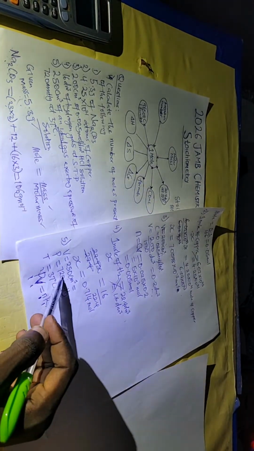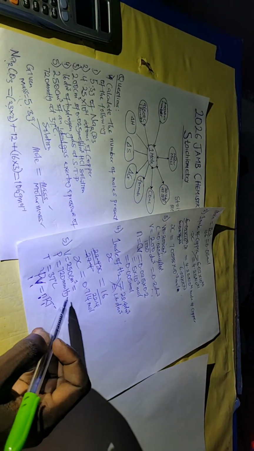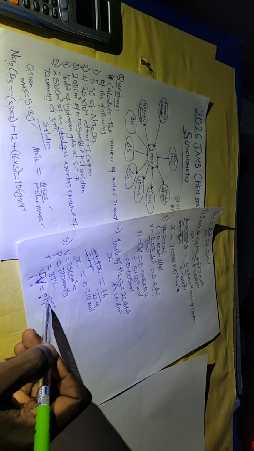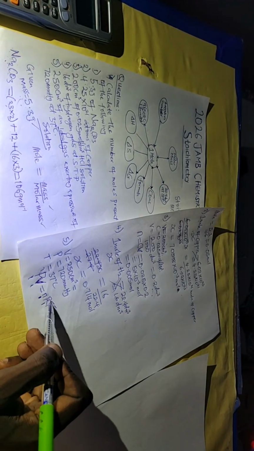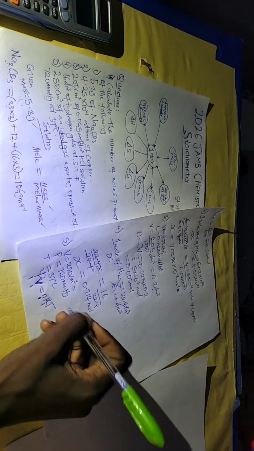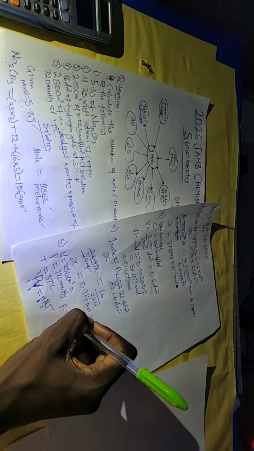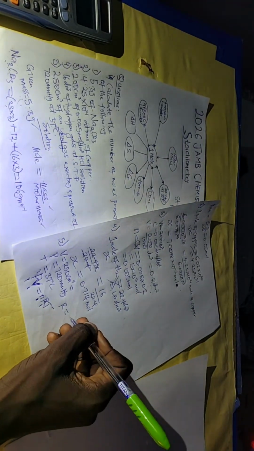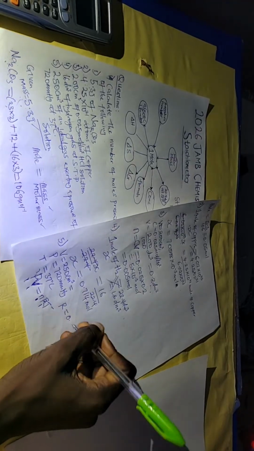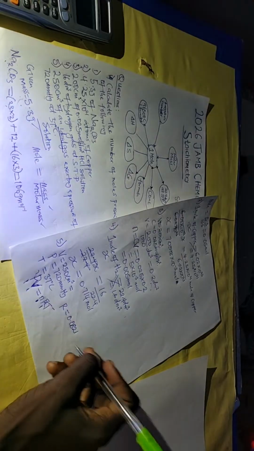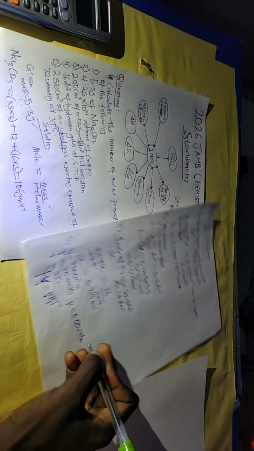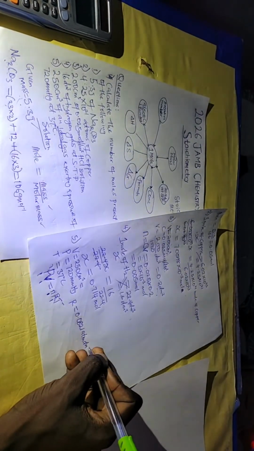Now, this pressure, we need to convert it to atm, because this R is a constant, and our R equals 0.0821. Take note of the symbol, please. ATM dm cube.